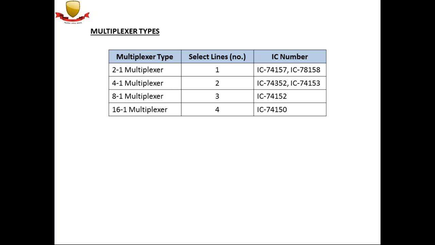Another one is the 8x1 multiplexer. 8x1 means it has 8 input lines, 1 output line, and the number of select lines is 3. It comes under the IC package IC74152. Then we have the 16x1 multiplexer, which has 4 select lines, and it comes under the IC package IC74150. We'll have a look at these ICs as well.